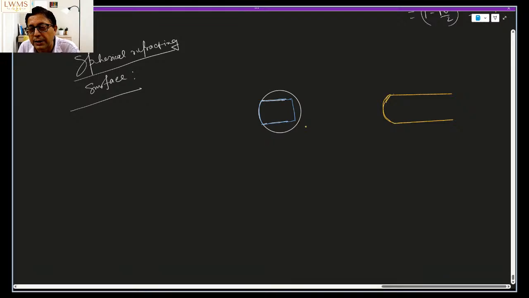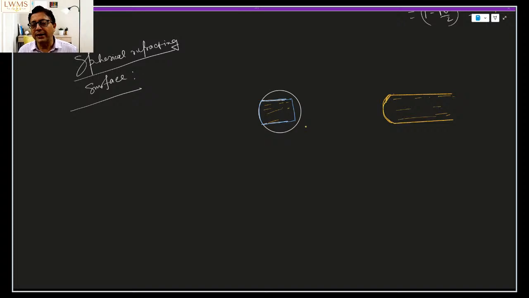Okay, this is a spherical refracting surface, and whatever medium is there, the same medium will come here, isn't it? Same medium will be there. This is a spherical refracting surface. Don't say that you will not bound it by using another curved surface, not required. It is a spherical refracting surface.